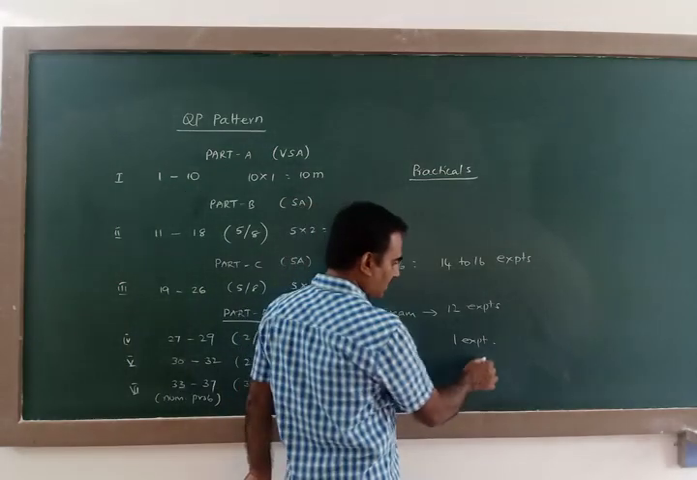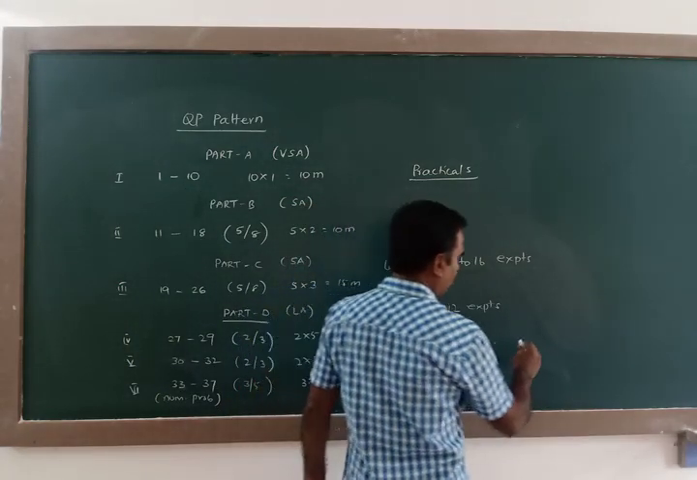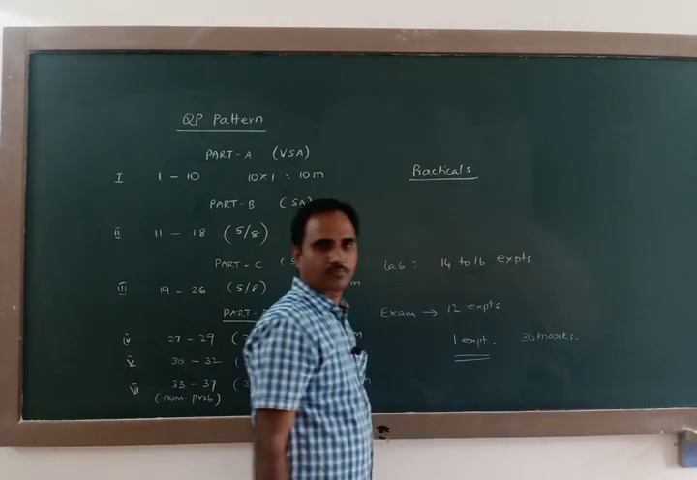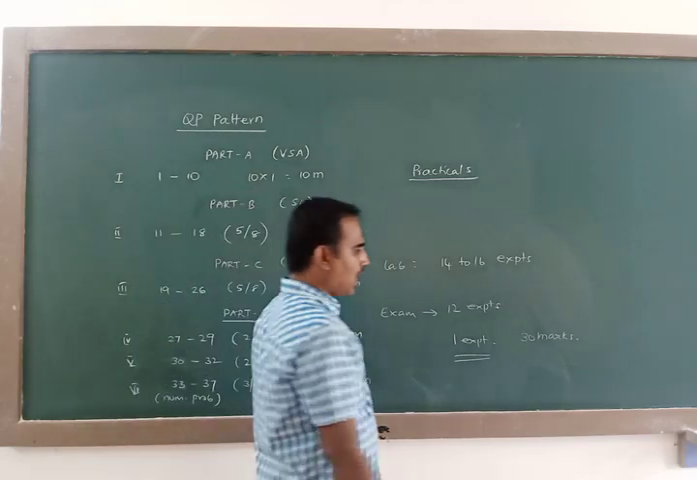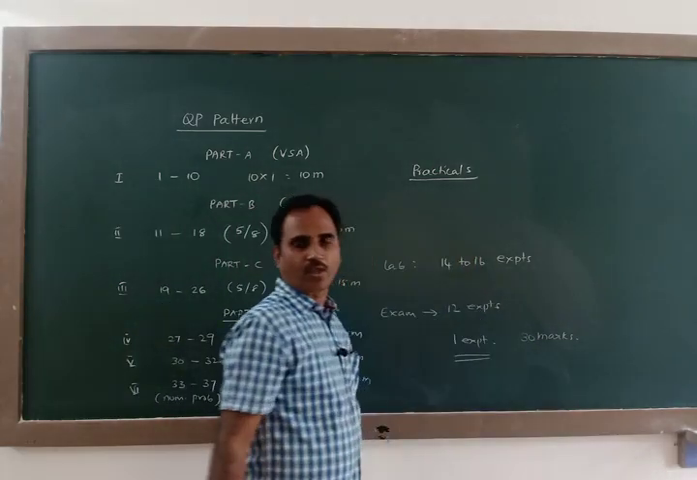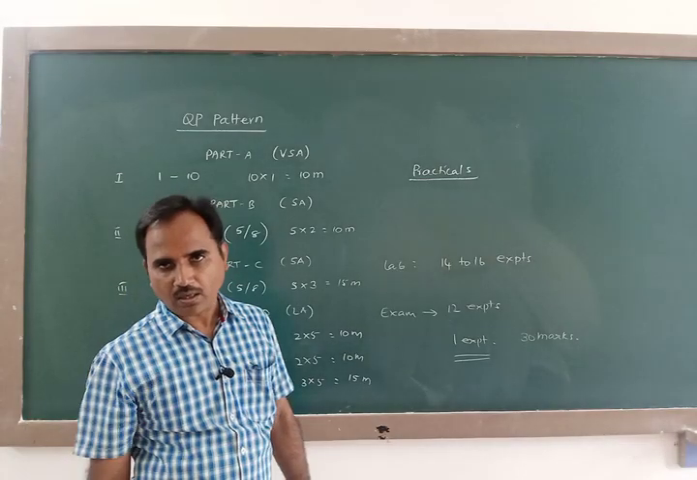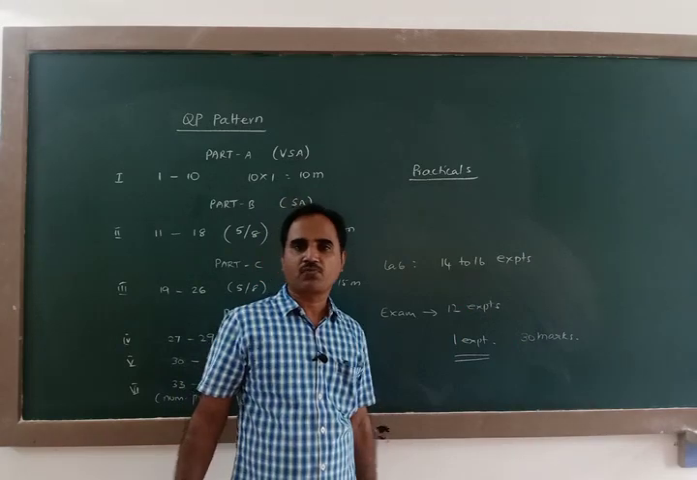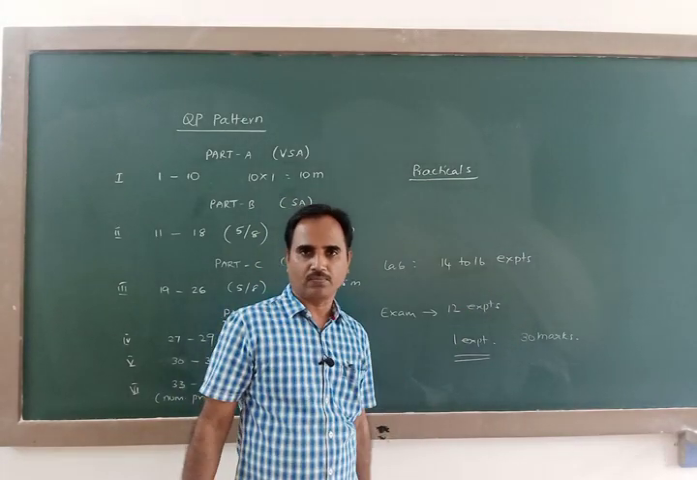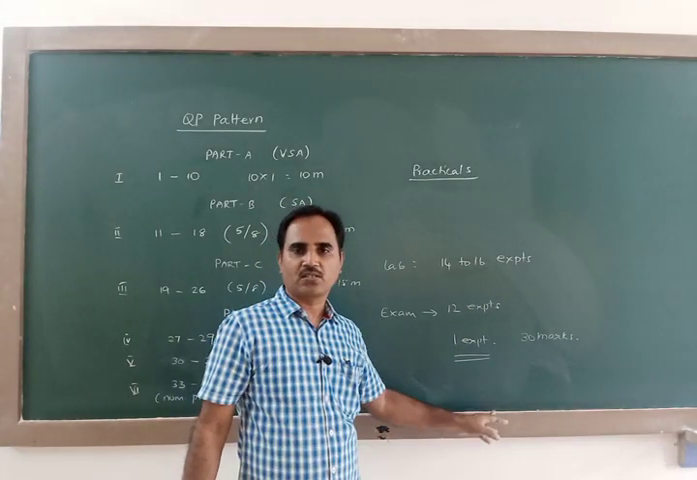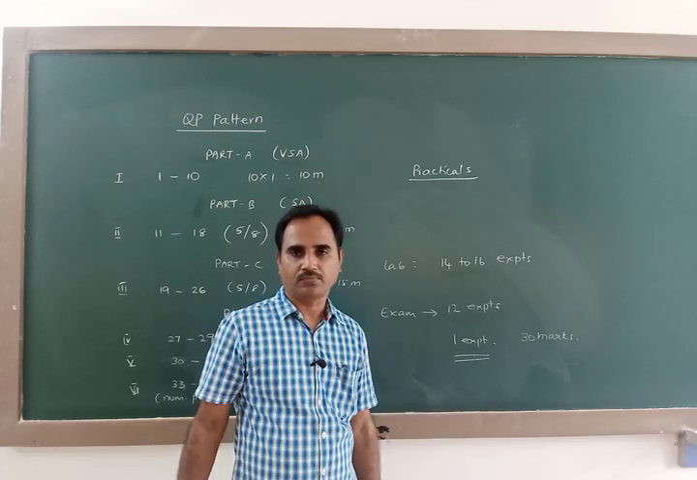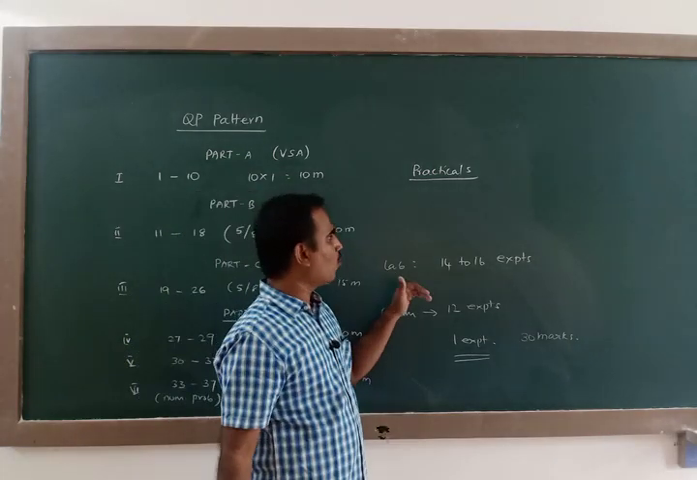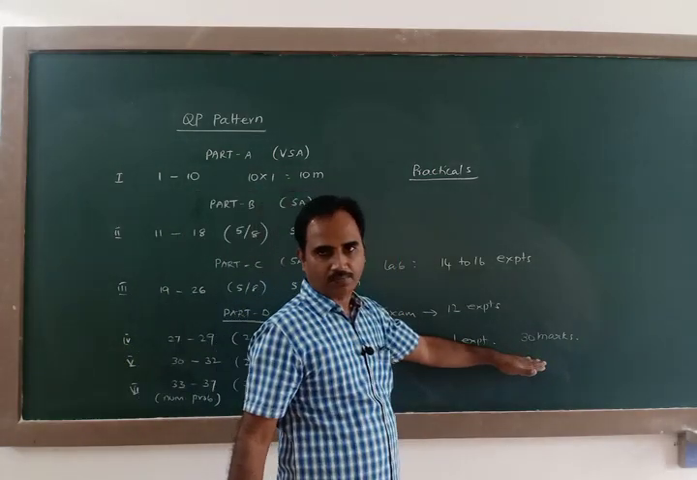For performing this one experiment, there will be 30 marks. Out of these 30 marks, 24 marks will be for performing this experiment and 6 marks will be for maintaining your laboratory manual. 24 plus 6, it is 30. So your practical course is for 30 marks.